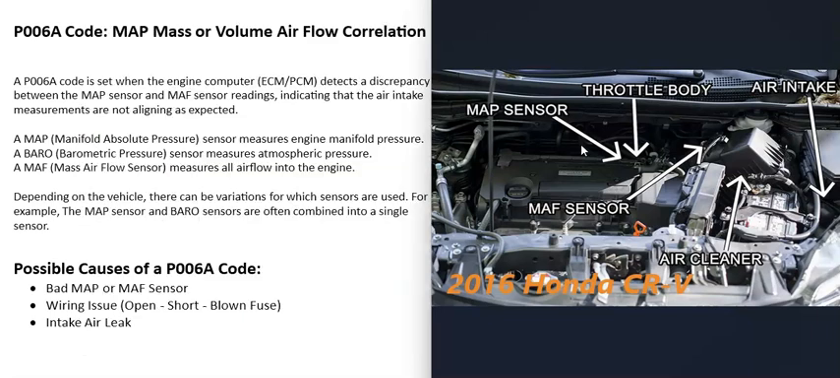And that's just reporting to the computer the pressure inside of the intake manifold. But when you get this P006A code, the computer's seeing that the data from the manifold absolute pressure sensor and the mass airflow sensor, that there's some kind of problem going on there, that they're not inside the range that they should be. And so it's going to be troubleshooted to know why.